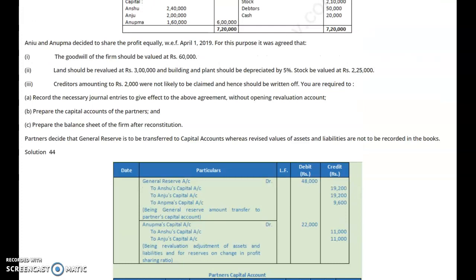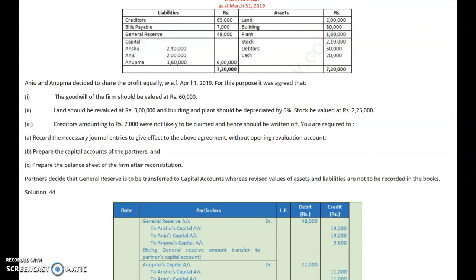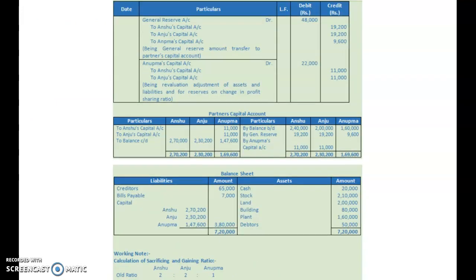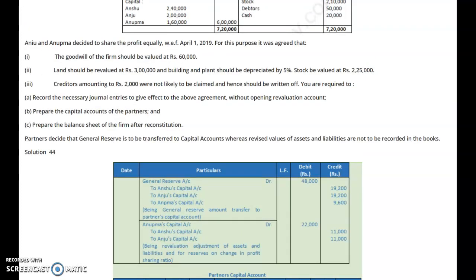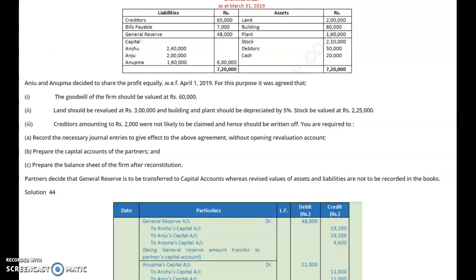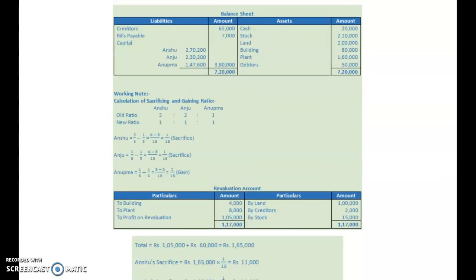Then stock be valued at rupees 2,25,000. The value of the stock is given as 2,10,000 in the balance sheet. It is recorded at 2,25,000, so it has an appreciation of rupees 15,000. So it will be credited in the revaluation account, 15,000, as appreciation in the value of stock. Then creditors amounting to rupees 2,000 were not likely to be claimed and hence should be written off. It is the income of the business because it has not to pay rupees 2,000 to the creditors. As there is a decrease in the creditors or liabilities, it will be credited to the revaluation account. So we will credit 2,000 in the revaluation account.